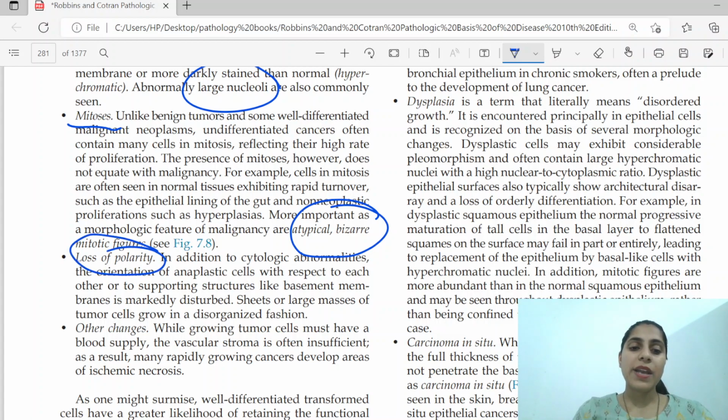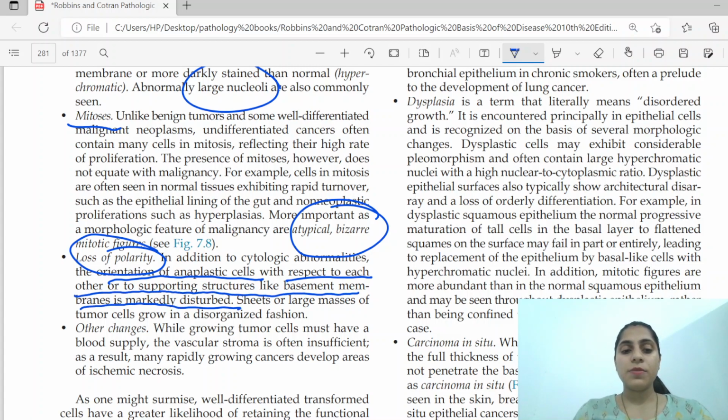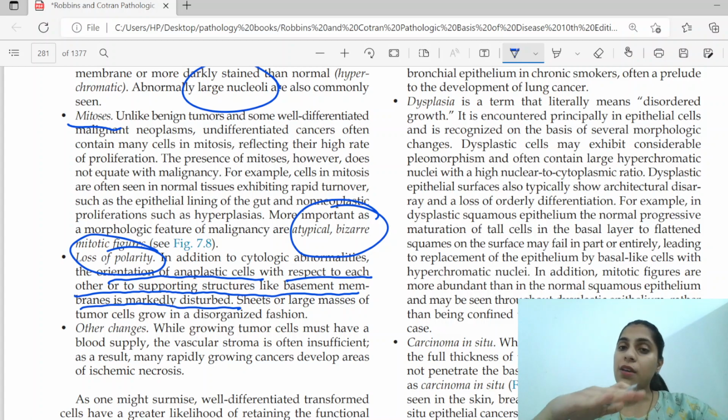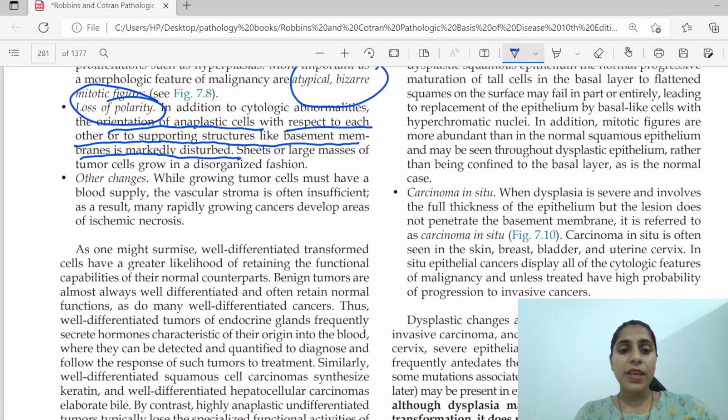Then there is loss of polarity. That means the orientation of the anaplastic cell with respect to each other or to supporting structure like basement membrane is markedly disturbed. Like if something is horizontal and all cells are arranged like that in the vertical plane, so if we're having loss of polarity, a cell will be arranged perpendicular, one will be arranged tilted, one will be on the other opposite side tilt. So these will all not be aligned. So this is called loss of polarity. Then there can be other changes like change in blood supply, vascular stroma.